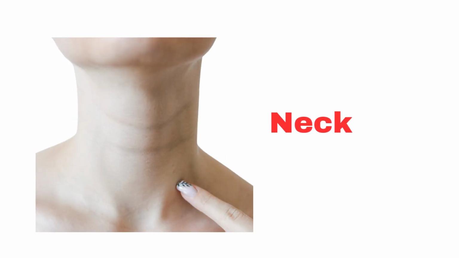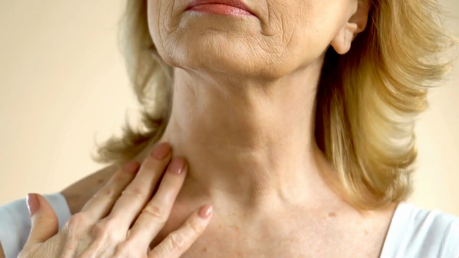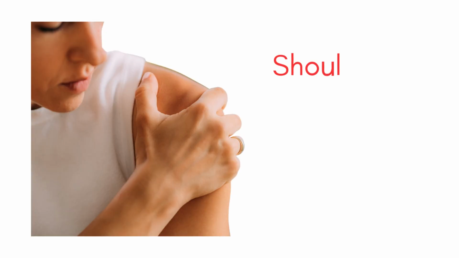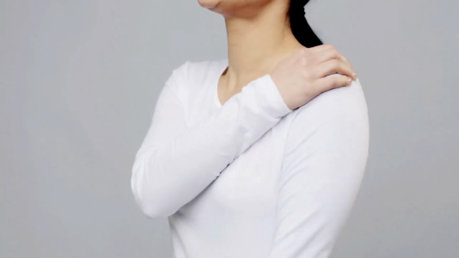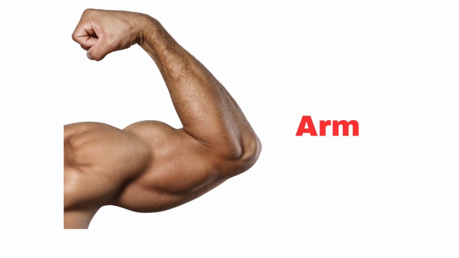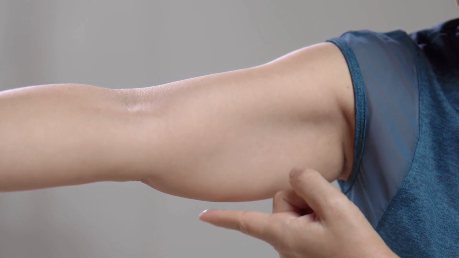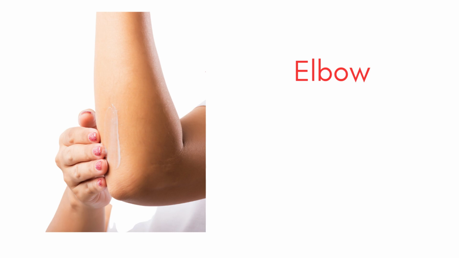Neck. Your neck holds your head and helps it move. Shoulder. Your shoulders help your arms move up and down. Arm. We use our arms to hug, lift, and play. Elbow. The elbow lets your arm bend in the middle.